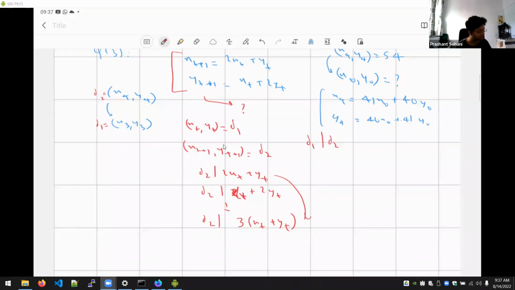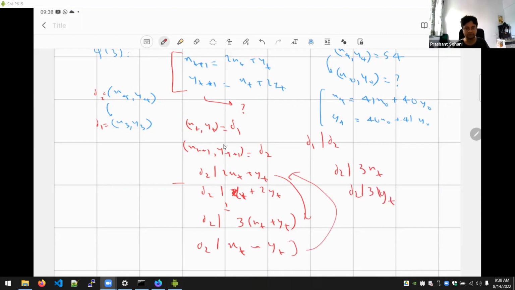Oh, sorry, and I can also subtract them. Sorry, I realized this. So just as we're adding them, I can subtract the two equations, and I'll get D2 divides the difference, right? So in fact, this is actually more useful, because I can add this xt minus yt to the original equation, and I'll get D2 divides 3xt and D2 divides 3yt.